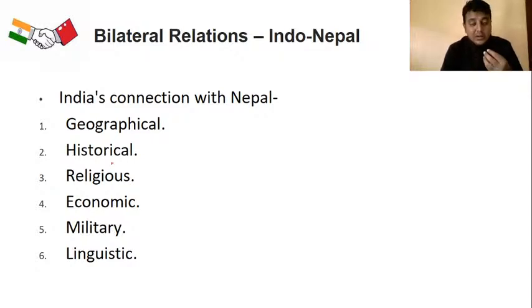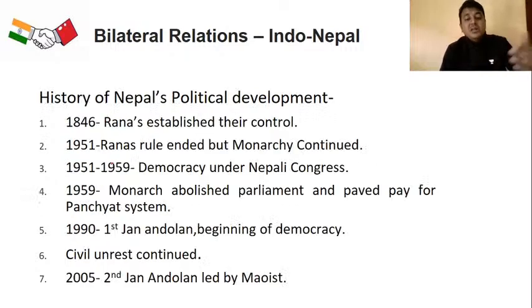Matrimonial relations also exist with Nepal. Then we mentioned the political developments in Nepal. First, the Ranas established control over it. Ranas were basically prime ministers; the king was just a namesake. Then in 1951 there was a revolt against the Ranas, ending the Rana rule, and monarchy continued there.